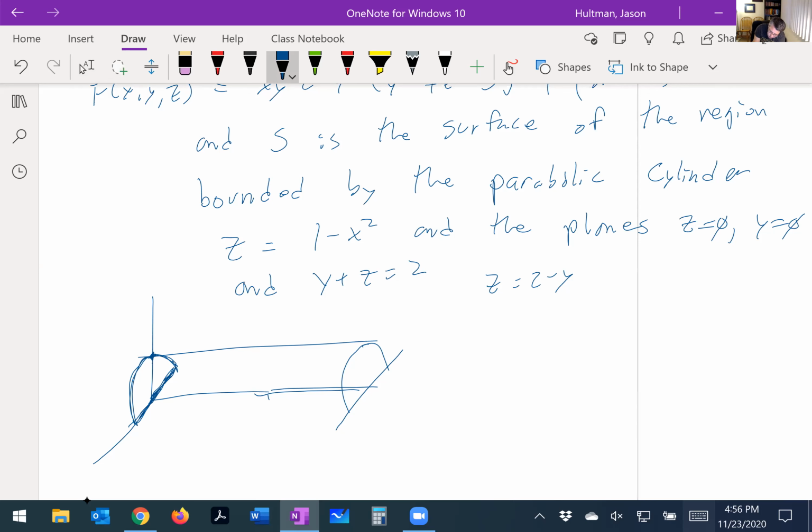When y is 0, z is equal to 2. Oh, okay. So z is equal to 2. And when y is 2, z is equal to 0. Okay, so keep this in mind here.